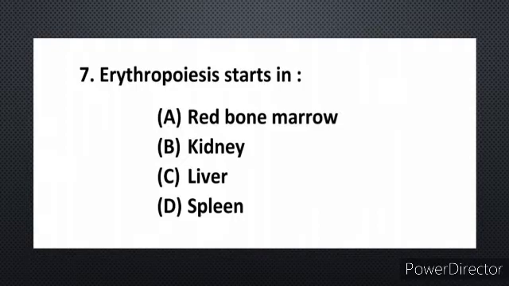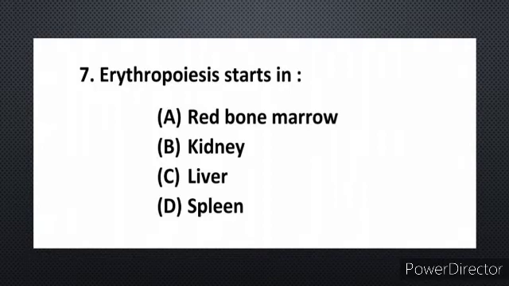In bone marrow you have two types, red bone marrow and yellow bone marrow. Yellow bone marrow stores fat, while red bone marrow is the place where erythropoiesis occurs. And the second and third options, kidney and liver, are the organs that release erythropoietin, the hormone that helps in the production of RBCs. They help in erythropoiesis.